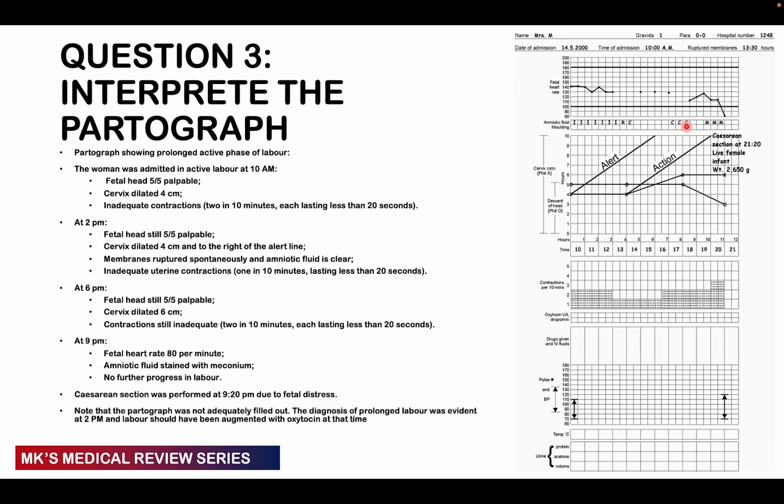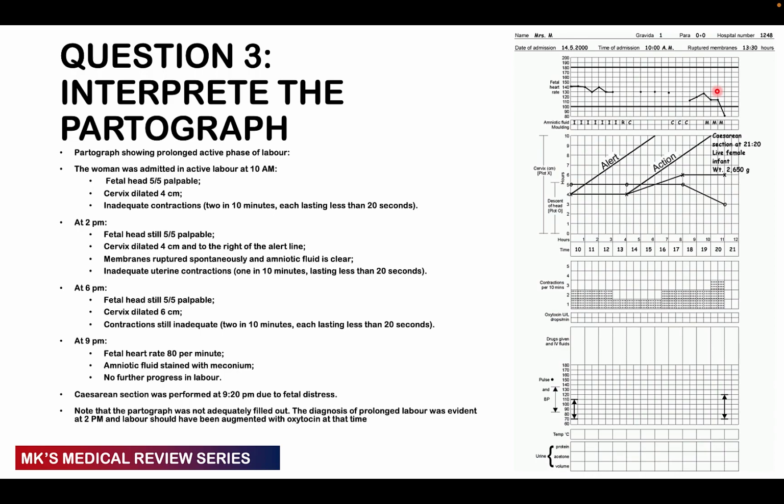So there was no further progress for this woman, and actually a Caesar was ordered for somewhere around 21:20, and this actually resulted in a live female infant, 2.65 kg. As you can see, there was even some meconium at some point, meconium stained amniotic fluid, so there was an element of fetal distress in this case. As you can see, this entire partograph wasn't adequately filled out, and this was indicative of prolonged active phase of labor.